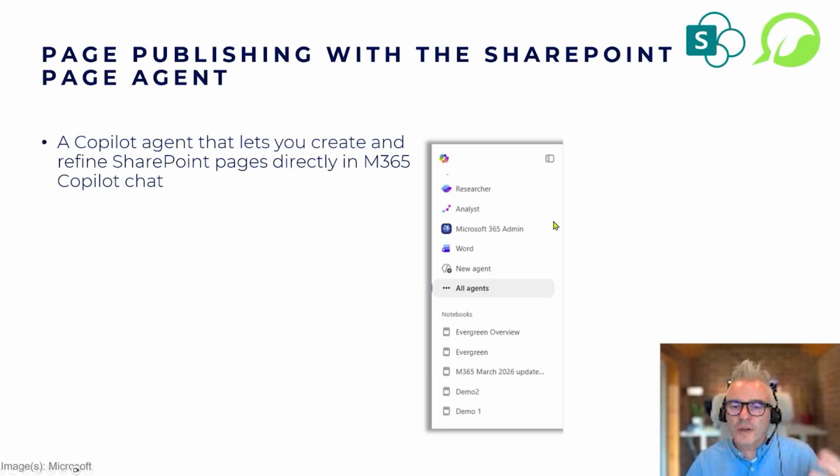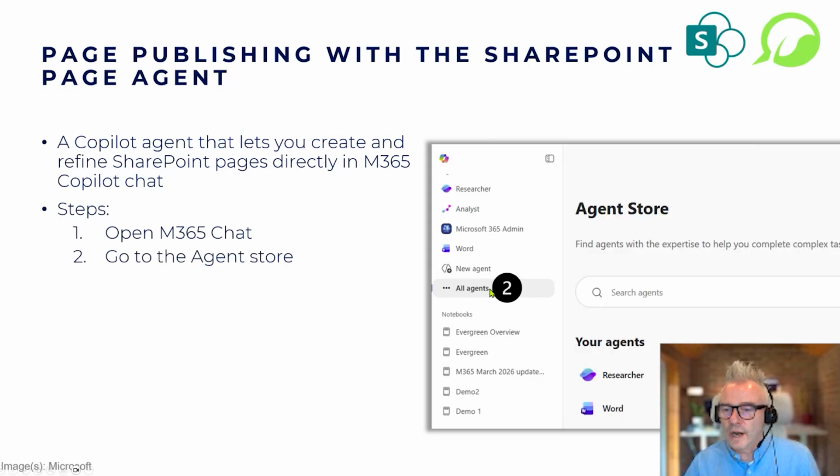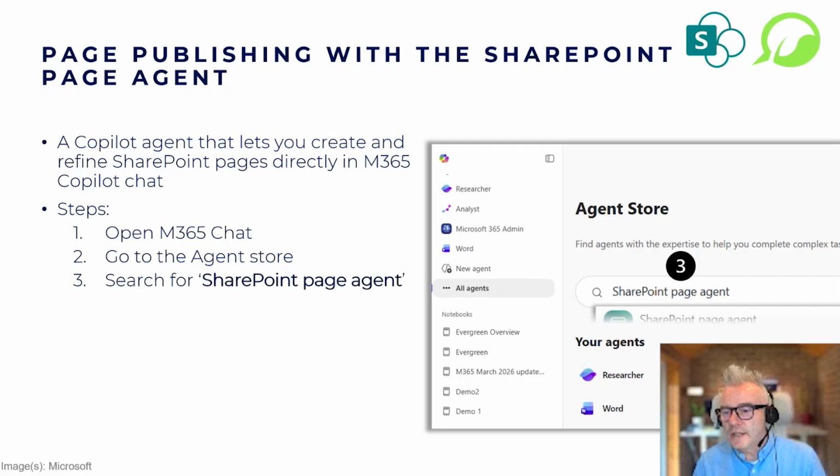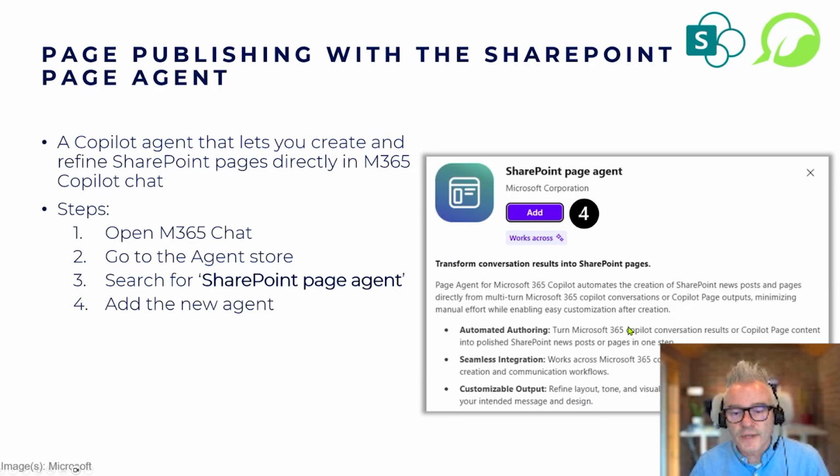Look at this. So we've gone to Copilot, and on the left-hand side, I'm going to click on All Agents, and it takes me to the agent store. Let's search for SharePoint page agent, and you can see that it comes up. Predictably, we have to add it. These are always worth reading, because sometimes we can struggle to understand what an agent is, what a feature is. These often have really good explanations. So take a moment and read those, and then we add it.